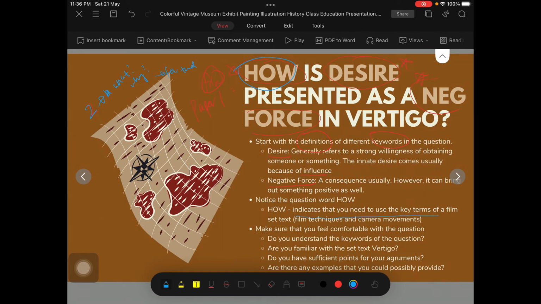So how is generally the idea of using key terms of the set text. Film itself, if you've realized, is a set text, and in 2021, Vertigo was the film set text. Because the question word is how, you need to make sure that you are including the film techniques: the camera movements, the color, the monologue, and also the camera angle. These are all very important things that you need to include in your essay because they've included the word how.